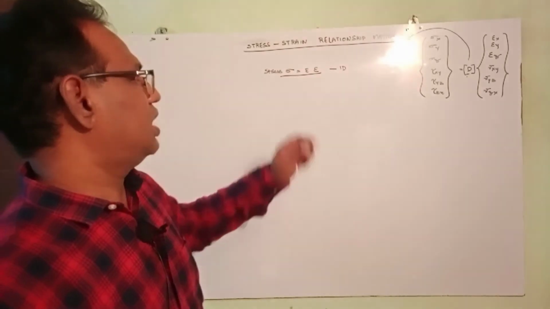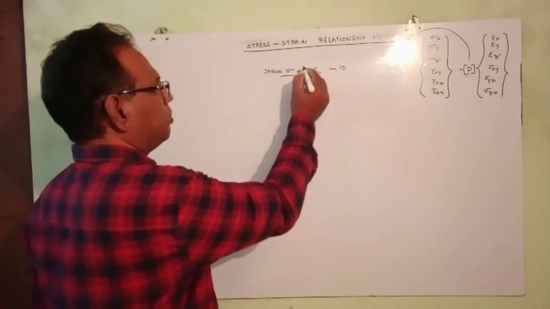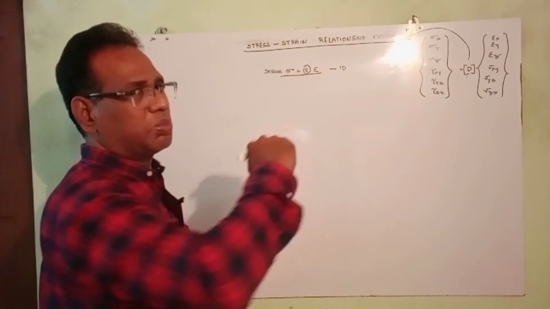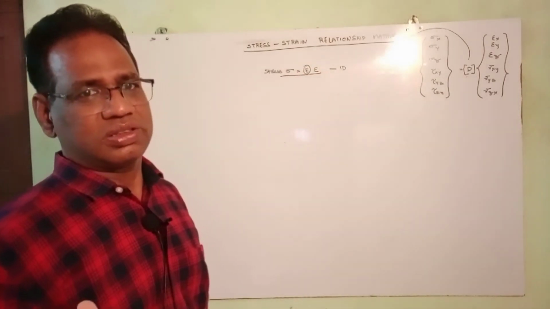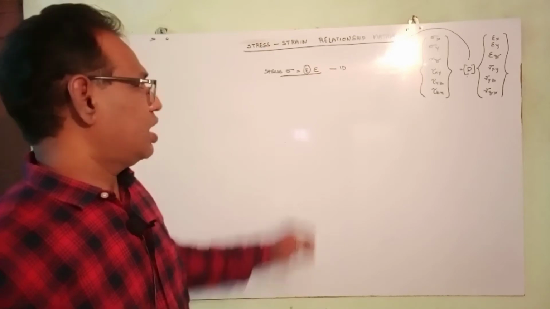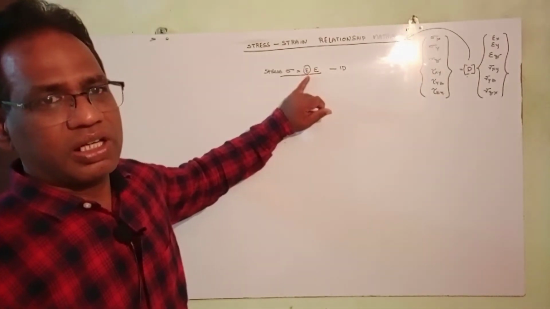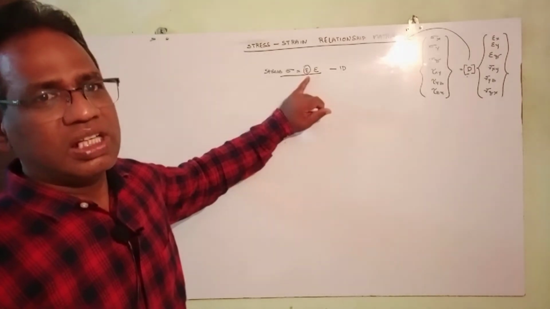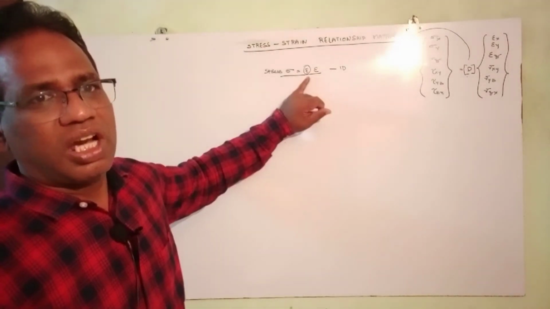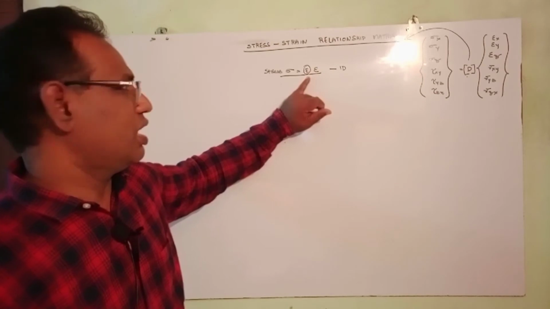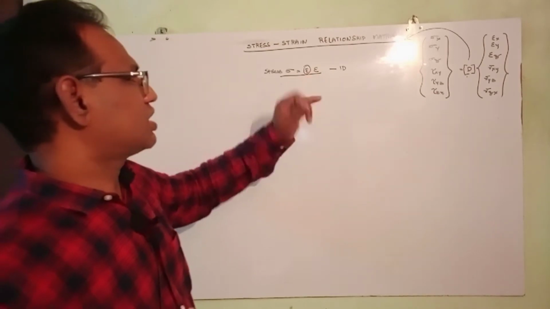We assume that the material property is the same, that Young's modulus is the same in all the directions. So Young's modulus in the x direction, in the y direction and in the z direction are the same. That is, the material is isotropic and homogeneous. That's why E is common.